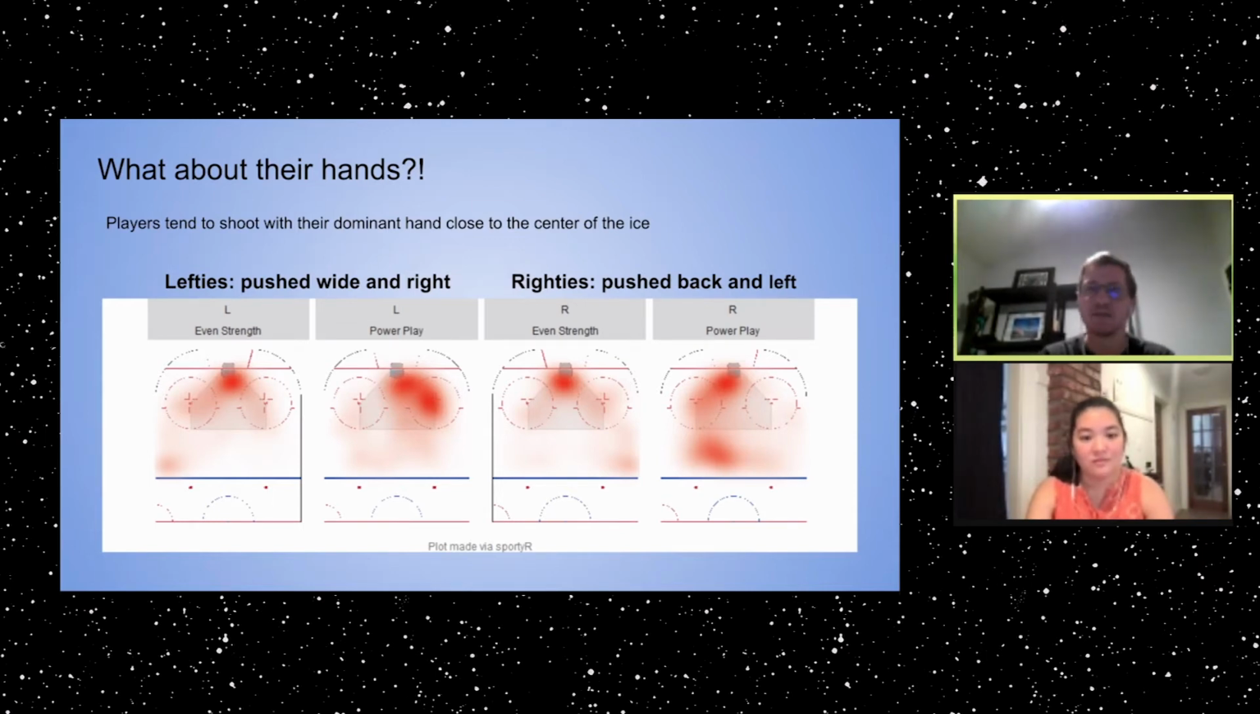A practical application of this would be being aware of the skaters that the opposing team has on the ice. If you're playing a team with a lot of righties, you want to force them to the left side of the ice where they're not as strong shooters, and vice versa. That was one of the more interesting takeaways that I honestly didn't expect to find when we started this project, due to my lack of hockey knowledge, but it was cool to see that pop up.